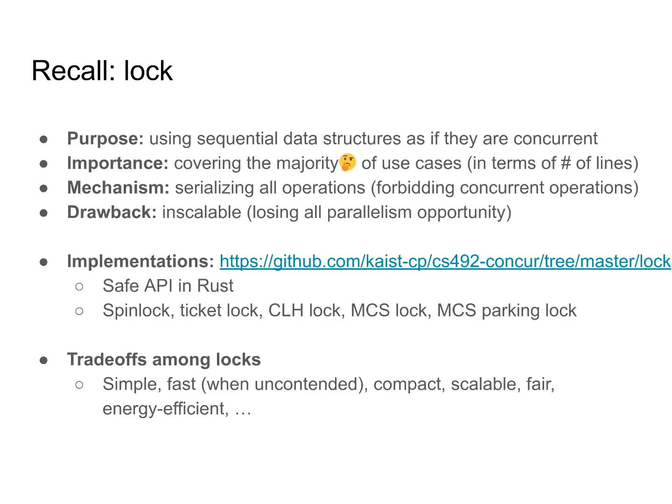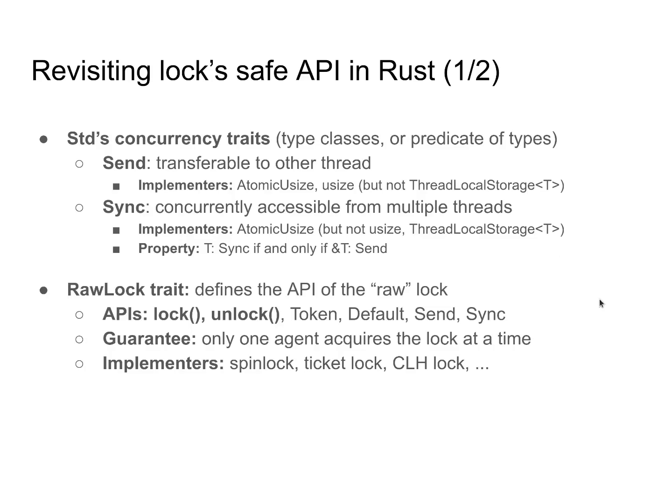Okay, let me first look at the APIs and then the SpinLock. We already discussed the API of lock in Rust. So you already saw the Send and Sync traits and the API that contains the lock and unlock methods and token, etc. But I'd like to recap the lock safe API in order to give a concrete context for the implementation of the SpinLock.